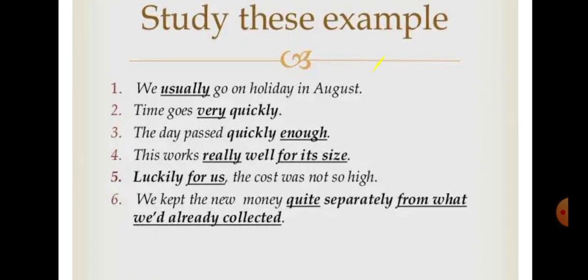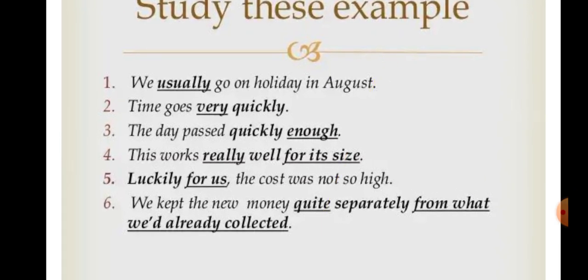We'll see this example. We usually go on holiday in August. Here the adverb is underlined and the adverb phrase is highlighted in black color. Sometimes adverb phrases can be one word also. We usually, the first one is a one word adverb phrase. Only one adverb is there, no modifiers. Usually is the adverb phrase and it is the adverb also.